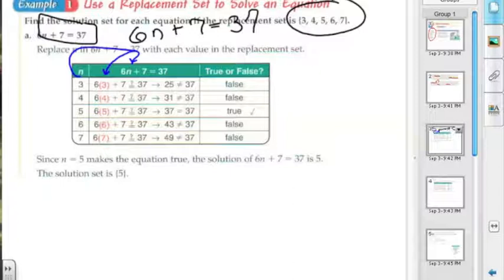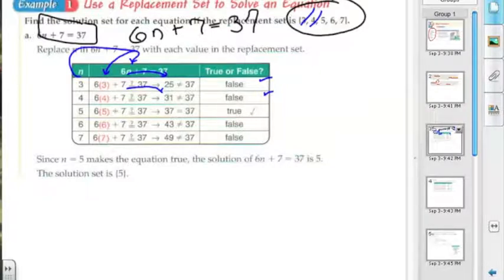Well, let's look. 6 times 3, well, that's 18. 18 plus 7 gives me 25. 25 is not equal to 37. That's why it's false. So that means 3 will not work. Well, we will try 4. 6 times 4 is 24. 24 plus 7 is 31. 31 is not equal to 37. So that's false. So the 4 won't work.